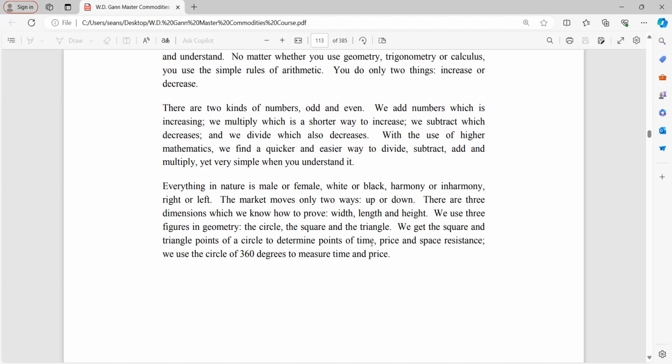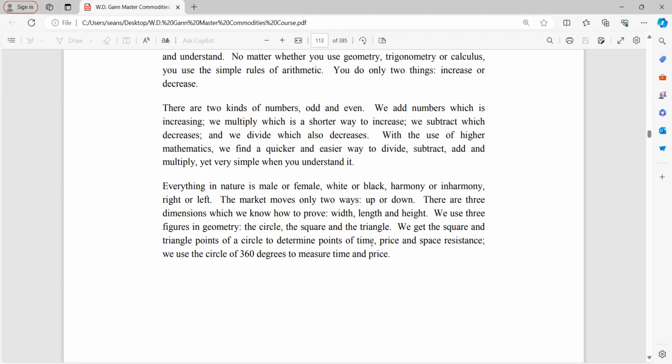There are three dimensions which we know how to prove. What's he talking about here, Viral? Width, length, and height. What's three dimensions? The cube cycle. Yes, the cube cycle. So here he's hinting to the cube cycle.